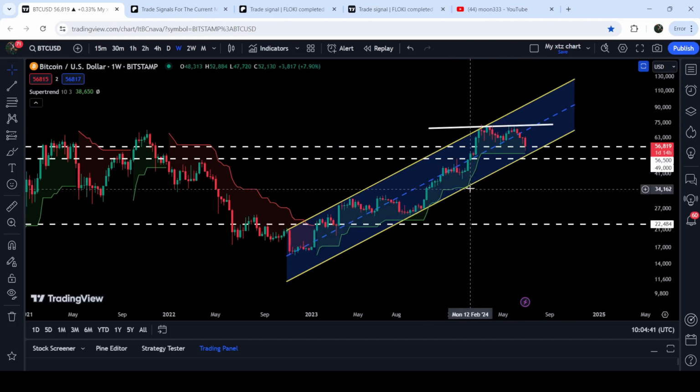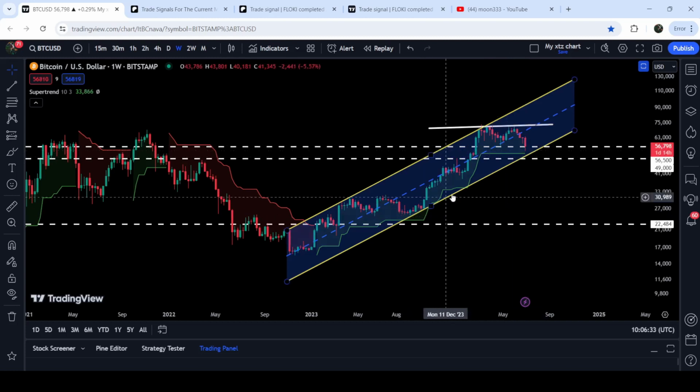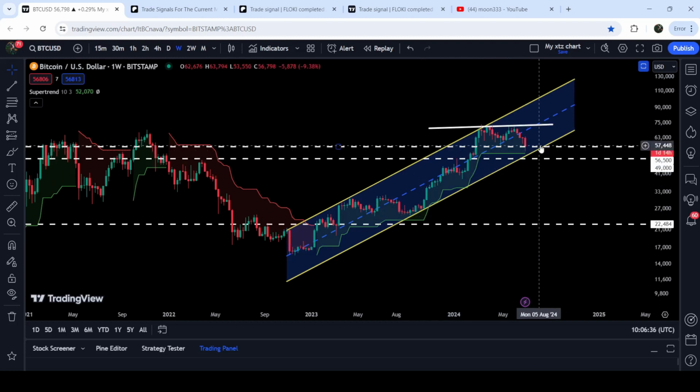Another support is the support of this up channel. And right now you can see that we are trying to break down the swing low of the month of May 2024. That was the lowest price of May 2024, at $56,500. And if we have a weekly closing below this support, then there is a very high probability that the price may try to break down the lower bands or this support of the super trend, and it may try to break down the support of the channel as well.